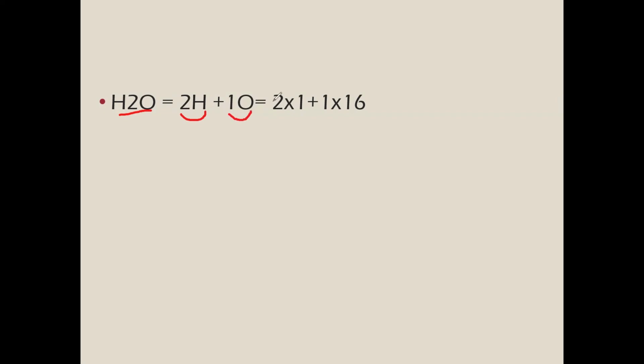Okay, and then for the hydrogen, we have 2 multiplied by the number of grams in 1 mole of hydrogen, which is the same as the atomic mass, which is 1, added to the grams of 1 oxygen, which is 1 times 16. Again, the molar mass has the same number as the atomic mass, but in grams. So this will be 2 plus 16, which is 18 grams. So the molar mass of 1 mole of water is 18 grams.